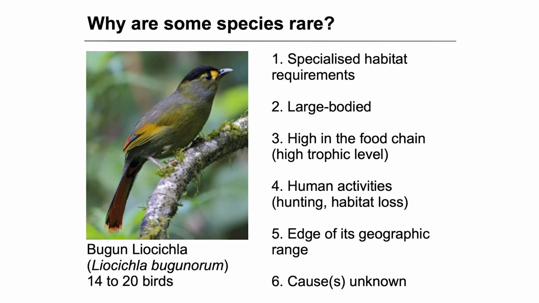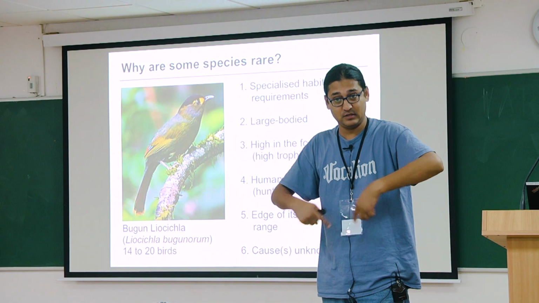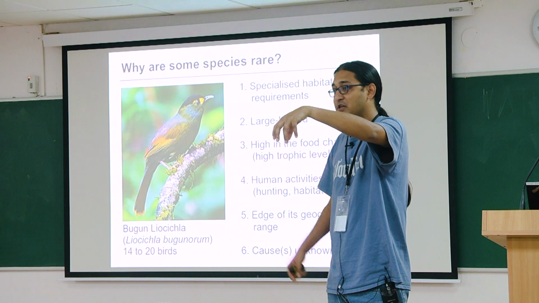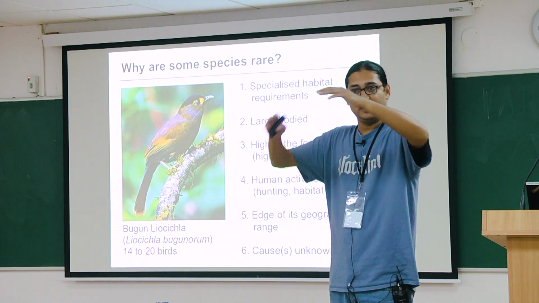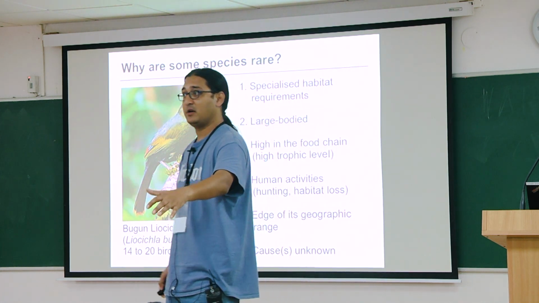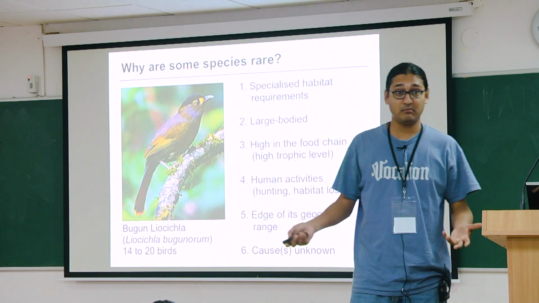They might be high in the trophic chain, so they might be predators. Generally, higher the trophic level, the lower the abundance. Like you said, human activities, hunting and habitat loss can cause low densities. Or the species could be at the edge of its geographic range. So generally what happens is, if you look at the geographical range of a species, they tend to be most abundant in the center of the range. And as you go towards the edges of the range, the abundances of these species fall. So it might be rare at one part of its geographical range, but very, very common elsewhere. And there are lots of species for which we don't know why they're rare. They're rare, but we have no idea why.